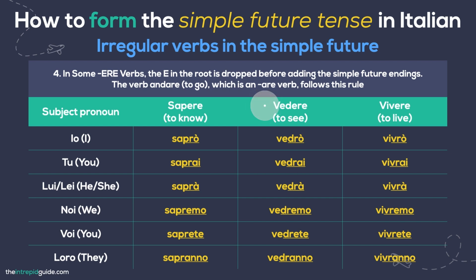Vedere, to see: vedrò, vedrai, vedrà, vedremo, vedrete, vedranno. Vivere, to live: vivrò, vivrai, vivrà, vivremo, vivrete, vivranno. Then we have some verbs that drop part of their root and double the letter R in the simple future tense. Take a look.